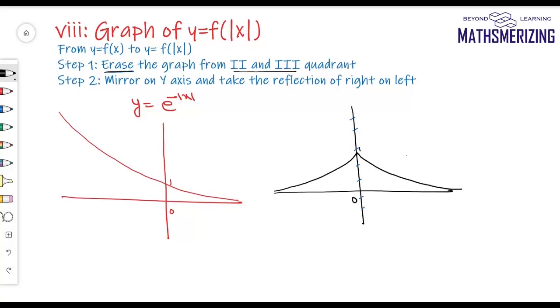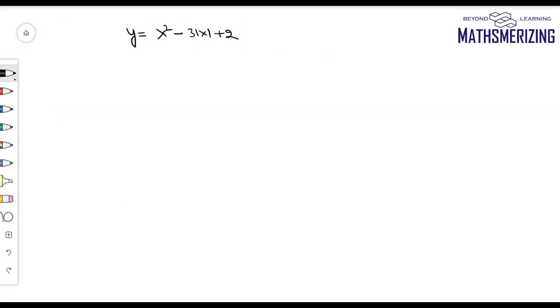So that is the graph of y equals e to the power minus mod x. I'll take another one. Suppose I have to draw the graph of y equals x square minus 3 mod x plus 2. So basically, mod of x square is same as x square. So it is mod of x square minus 3 mod x plus 2. So I can write it as mod of x minus 1 and mod of x minus 2.